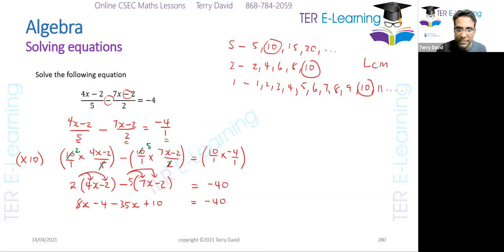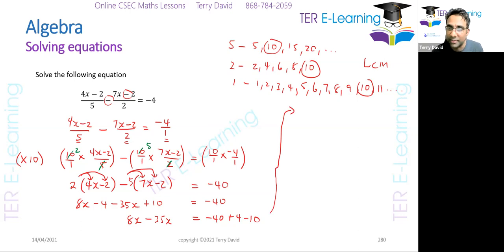So next step, I'm going to keep all my x's on one side. So this is 8x minus 35x is equal to minus 40 plus 4 minus 10. Hopefully we don't have a mistake here. So I'm going to just work this on the side. 8 minus 35 is going to give me minus 27. So this is minus 27x is equal to, on the right hand side, minus 40 plus 4 minus 10. And I'm going to get minus 46.